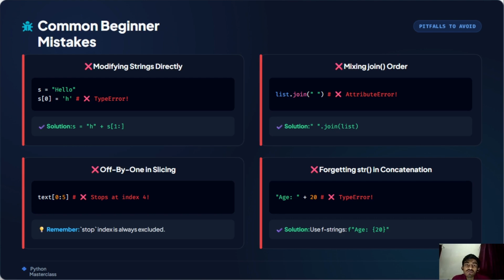After that, strings are immutable, and when we try to modify strings, it will cause an error. Another mistake is forgetting that string methods return new strings. When we use any methods like upper or lower, these return new strings. They don't change the original one. Another mistake is confusing split and join. Split converts a string to a list, and join converts a list to a string. Just keep the difference in mind.